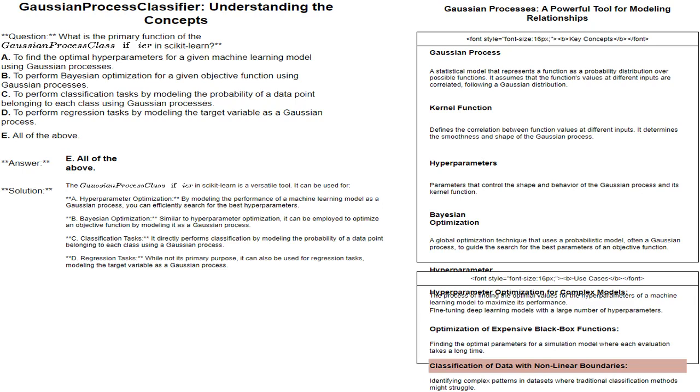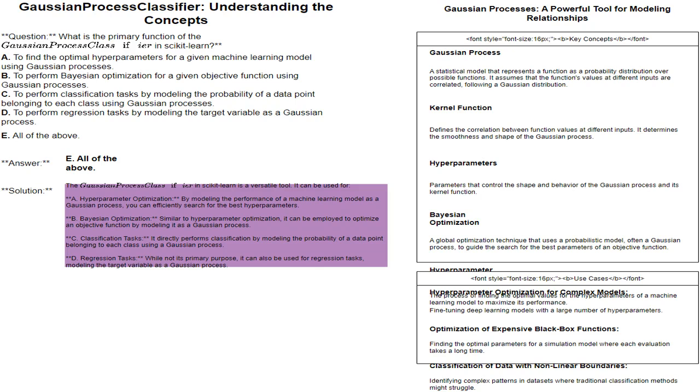Correct. While primarily a classifier, Gaussian process classifier can be adapted to perform regression tasks by modeling the target variable as a Gaussian process. D. Regression tasks. While not its primary purpose, it can also be used for regression tasks. Modeling the target variable as a Gaussian process.